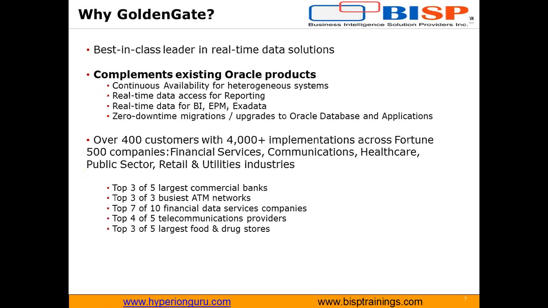Now there are various reasons why Goldengate is the best-in-class leader in real-time data solutions. So it complements existing Oracle products. Another part is Goldengate is an ETL tool, meaning extract, transform and load. So it also works with existing Oracle products. Now, continuous availability for heterogeneous systems. So it provides you continuous availability, real-time data access for reporting.